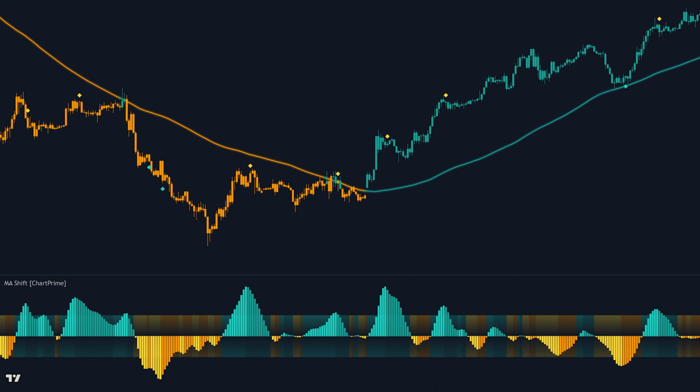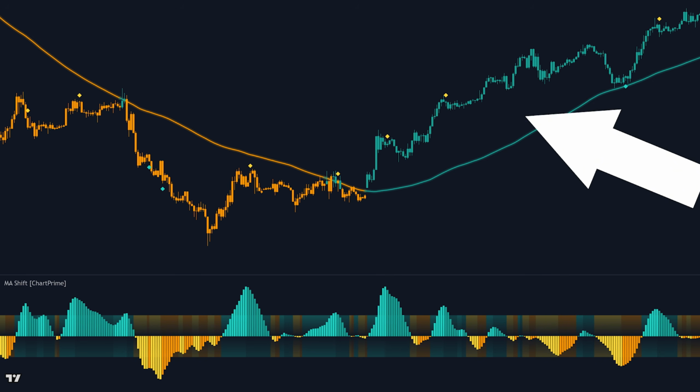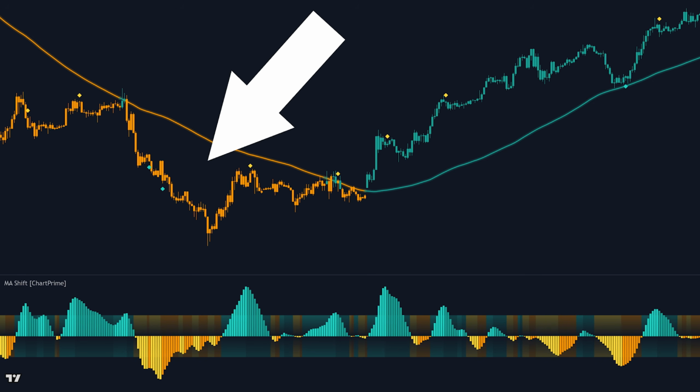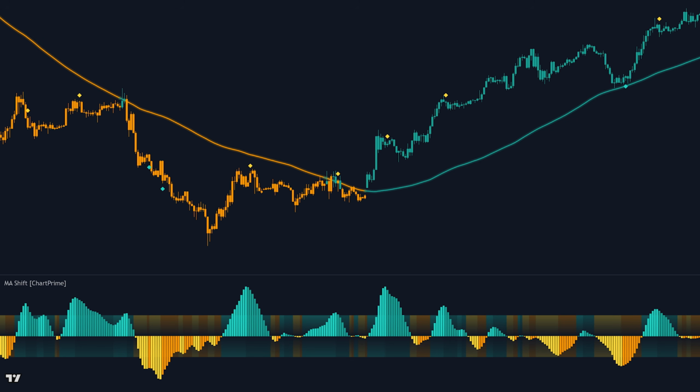Blue moving average indicates an uptrend, bullish market. Orange moving average signals a downtrend, bearish market. Dark orange oscillator indicates a weakening pullback in an uptrend, signaling a potential bullish continuation. Dark blue oscillator indicates a weakening pullback in a downtrend, signaling a potential bearish continuation.